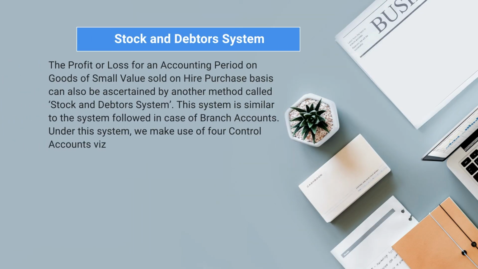Now the next one is stock and debtor system. The profit or loss for an accounting period on goods of small value sold on hire purchase basis can also be ascertained by another method called stock and debtor system. This system is similar to the system followed in case of branch account. Similarly, we also prepare stock and debtor system under the branch account. So under this system we make use of 4 control accounts.